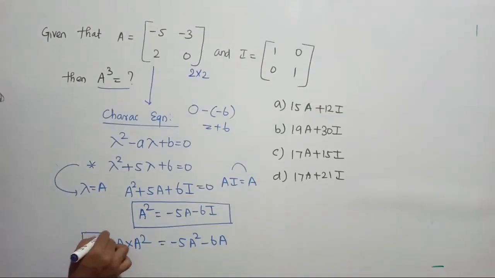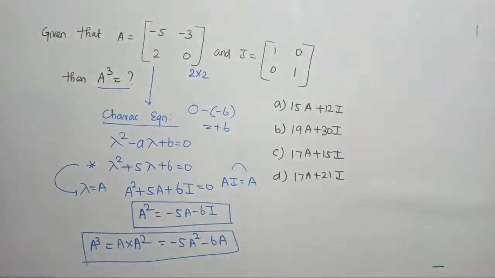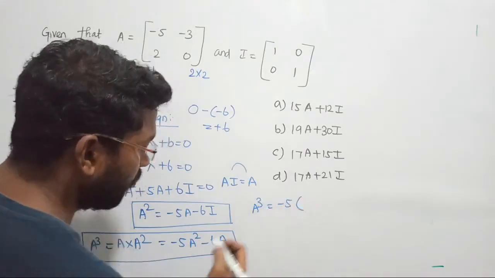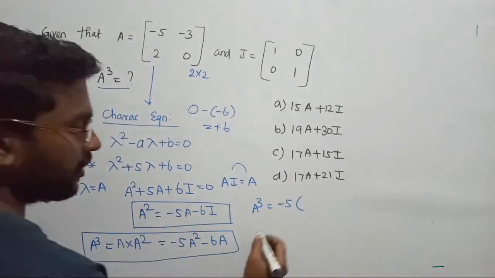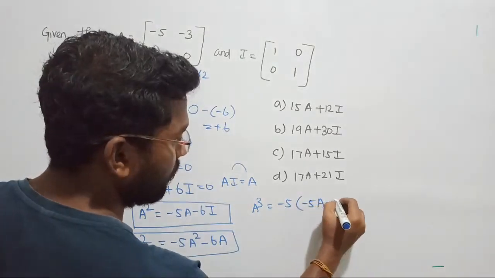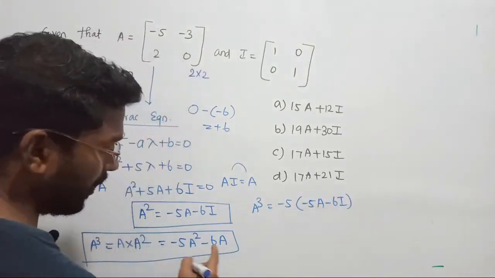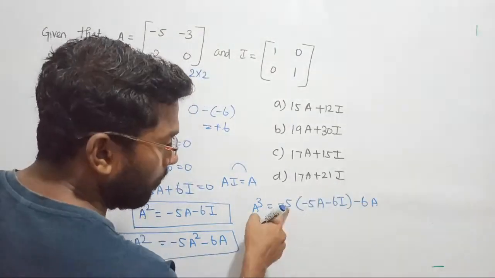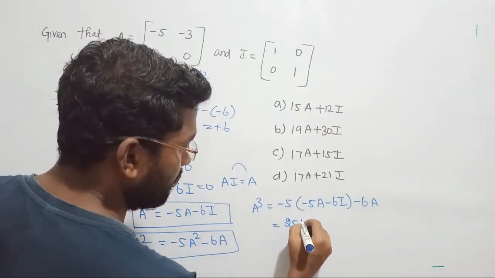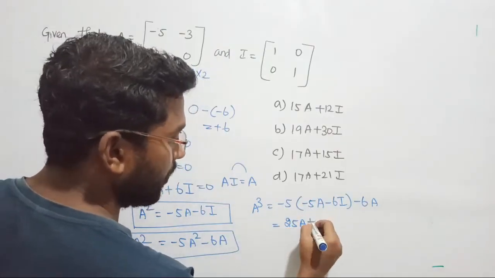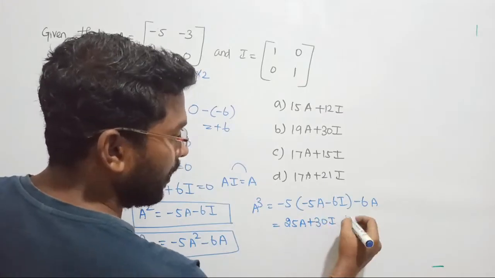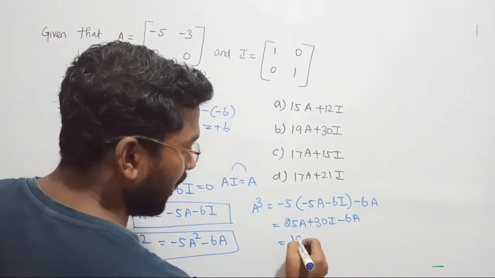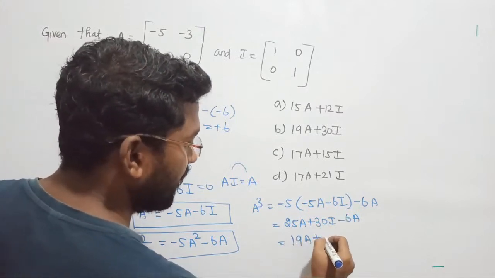But if you look at the options, your option is not available with this answer. Let me reduce it further. So this A cube can be further reduced: minus 5 times of A square can be replaced by this one, right? A square can be replaced by minus 5 times of A minus 6 times of I, and here I have one more minus 6A. Just to reduce, if you open up the bracket, minus 5 into minus 5 will become 25 times of A, minus 5 into minus 6 will become plus 30 times of I, and then here I have minus 6A. Let's see, 25 minus 6 will become 19 times of A plus 30 times of I.